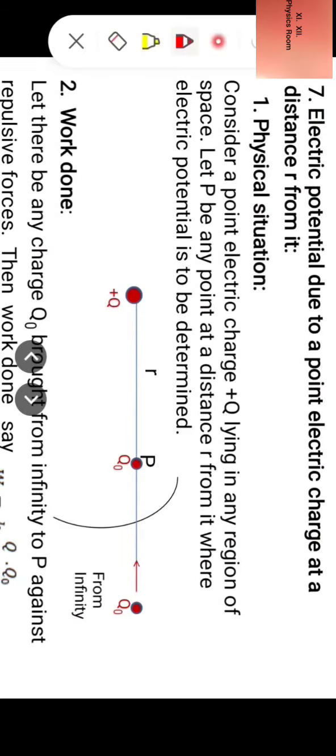Now, electric potential due to a point electric charge at a distance r from it. Physical situation. Consider a point electric charge plus q lying in any region of space. Let P be any point at a distance r from it where electric potential is to be determined.